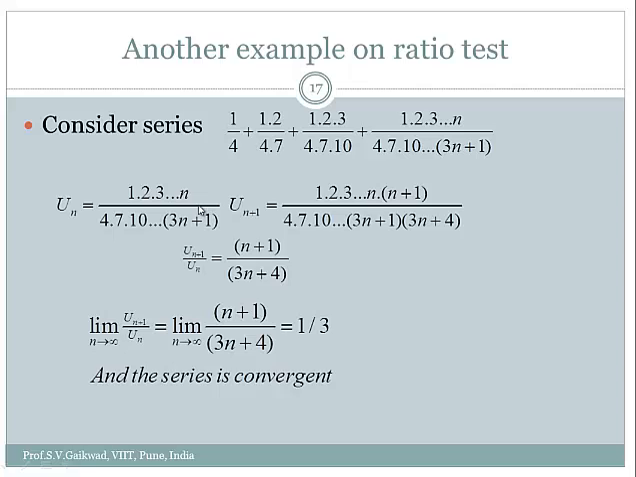Obviously, if you find the ratio, only those two terms are remaining, and if you find the limit as n tends to infinity, we are getting limit 1 by 3 which is less than 1, and so this series is also convergent.